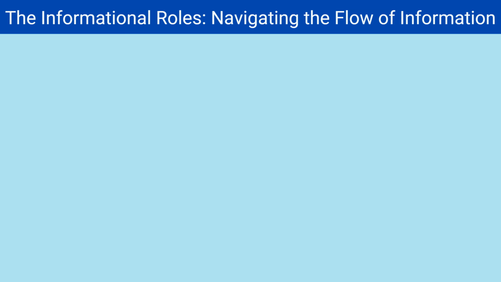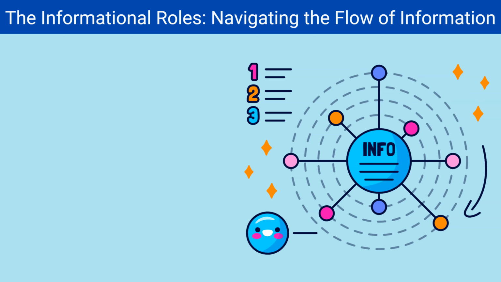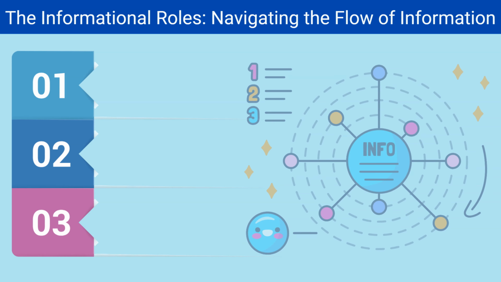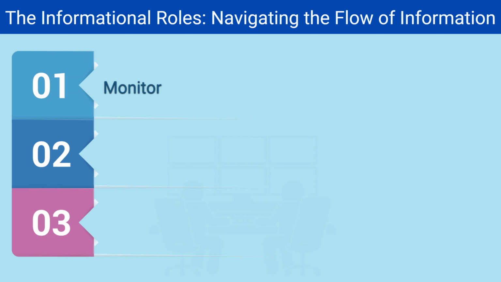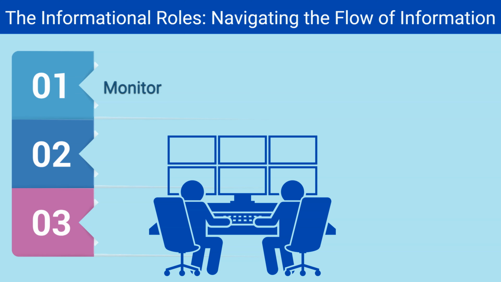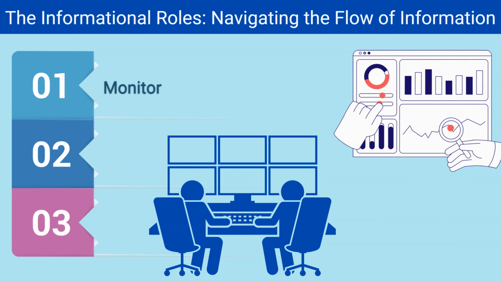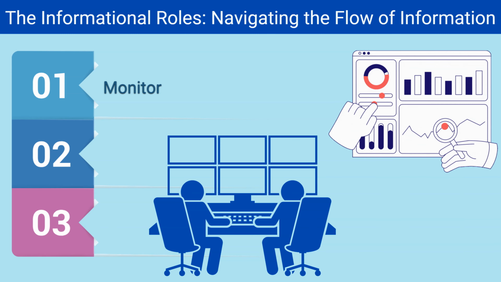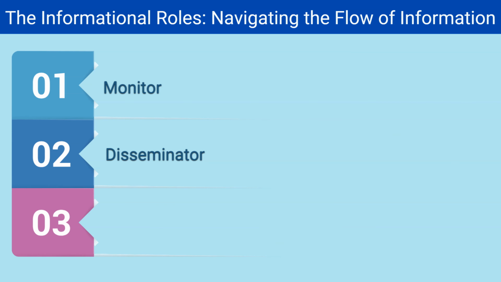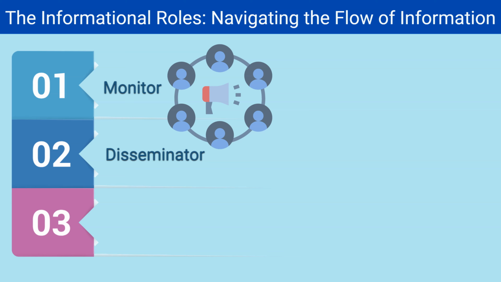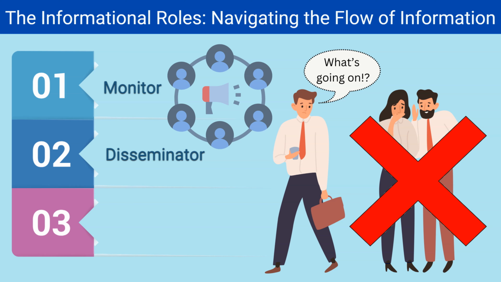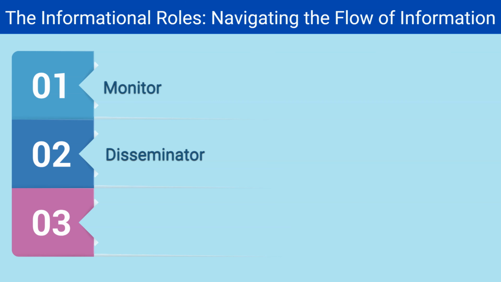The informational roles, navigating the flow of information. Managers are like information hubs, receiving and distributing essential knowledge that keeps the organization connected and agile. Monitor. Constantly gathering information, managers need to stay on top of trends, threats, and emerging opportunities to steer the organization effectively. Disseminator. Here, the manager ensures that crucial information flows between team members and departments. Sometimes this is just raw data. Other times, it's sharing values and beliefs that shape the organization's identity.